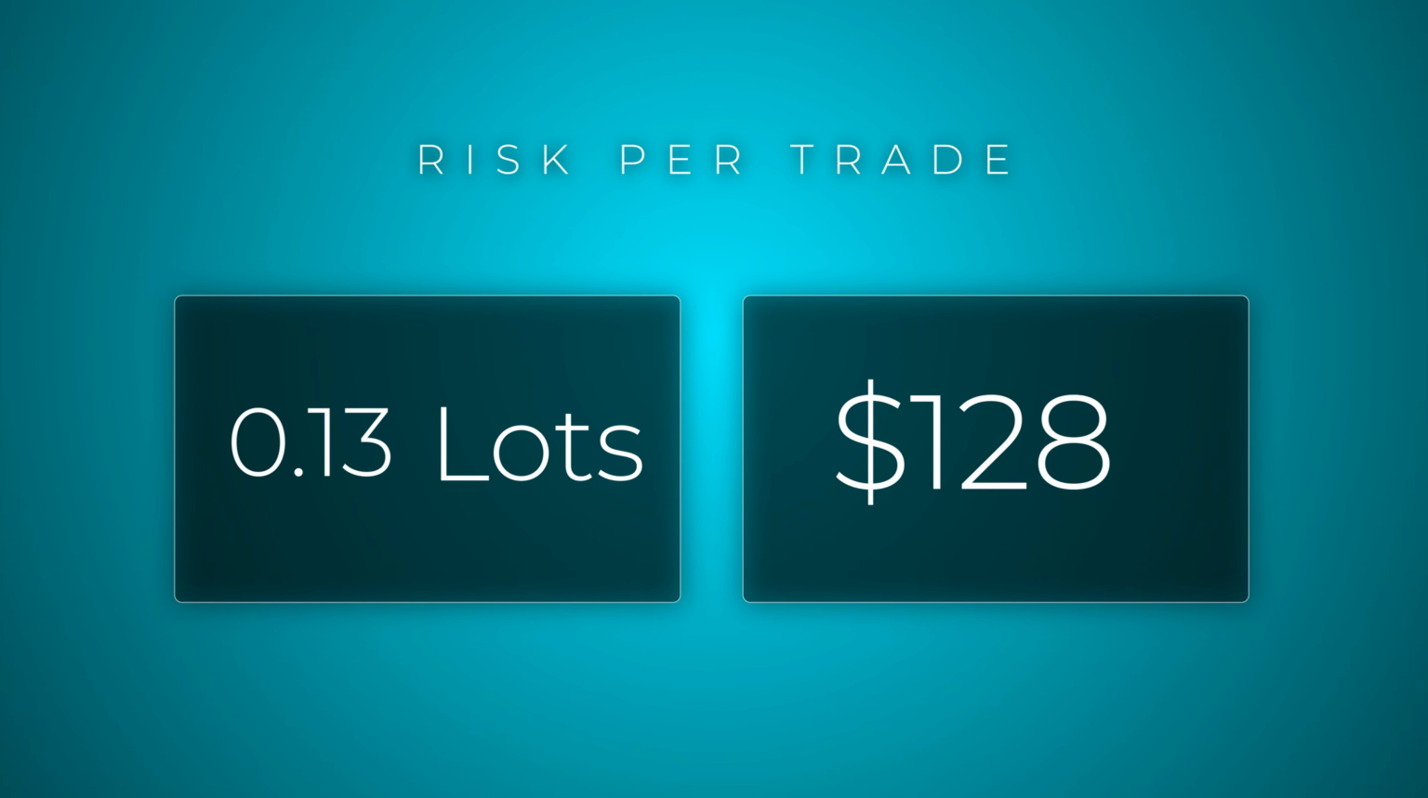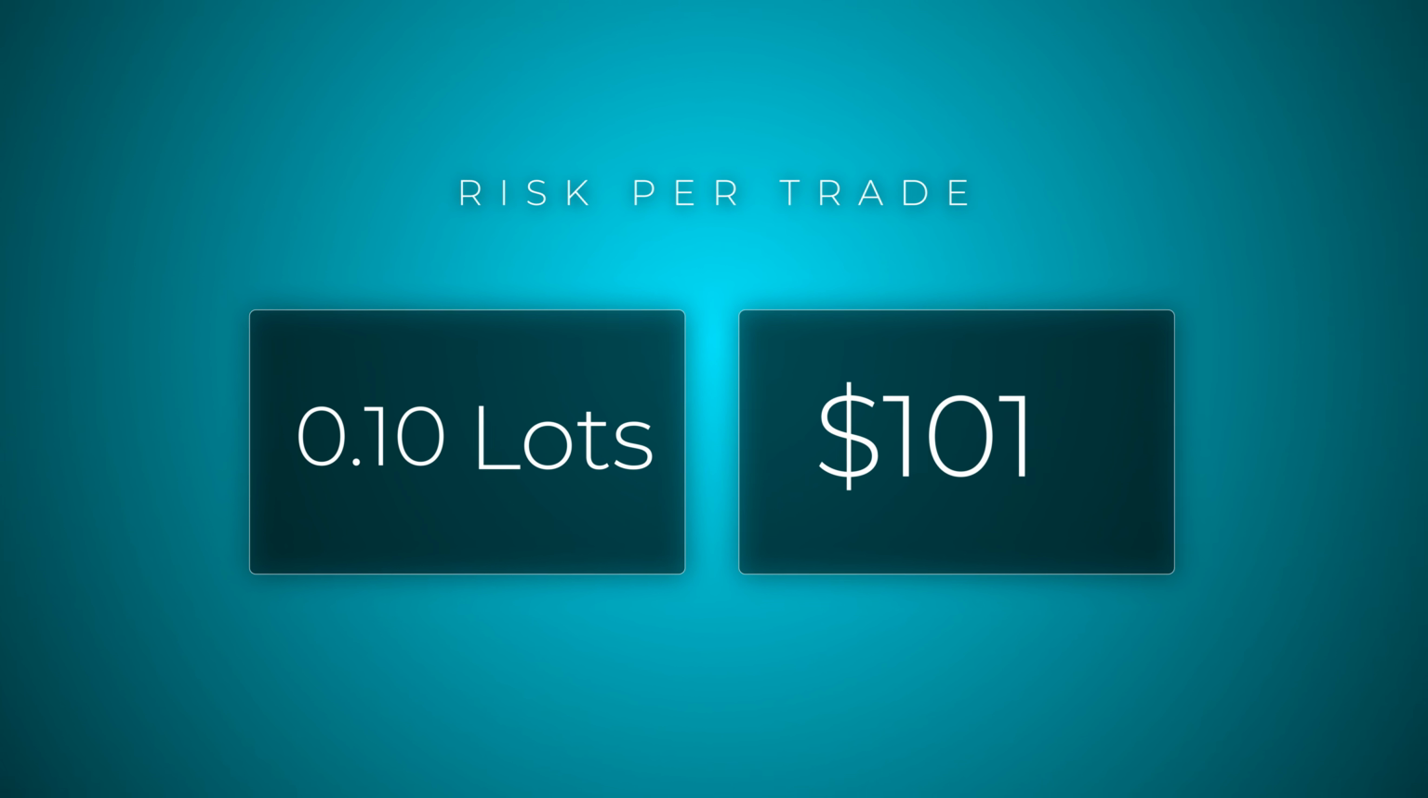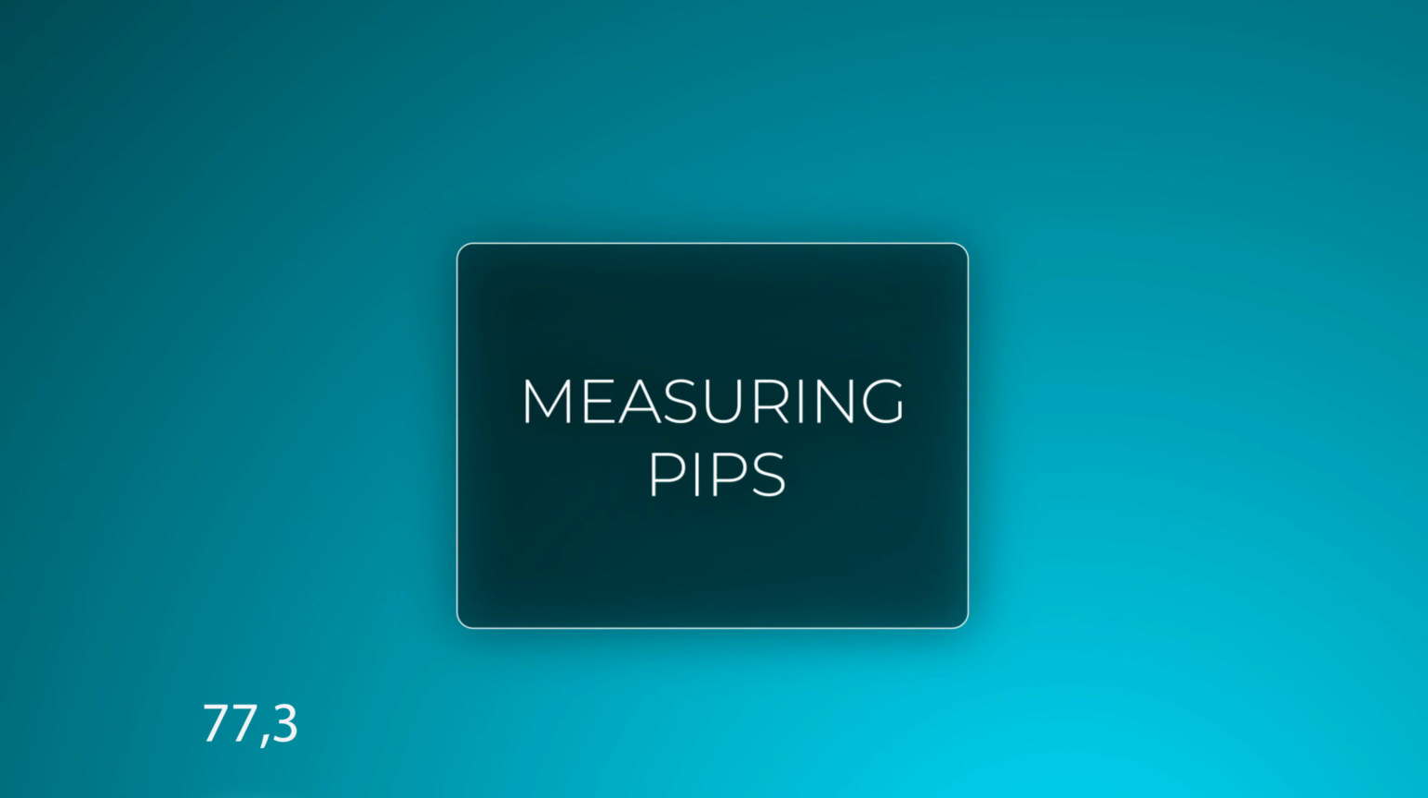However, it's often the case that traders end up losing for various reasons. As a result, they find themselves stuck with smaller position sizes, making it harder for them to make money or even get back to their entry points. Next, we have measuring pips. Now this method focuses on pips gained or lost in each trade.